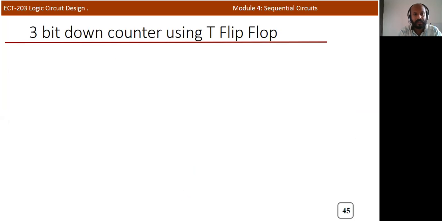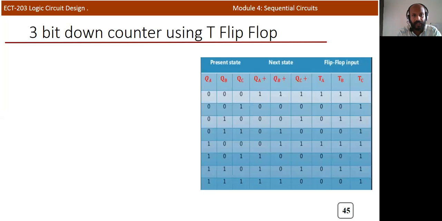Now we'll discuss a 3-bit down counter using a T flip-flop. For that, we require the states. 3-bit means you need 3 flip-flops. For the down counter, it starts at 1 1 1. From 1 1 1, if you apply the clock, it will go to the next state.